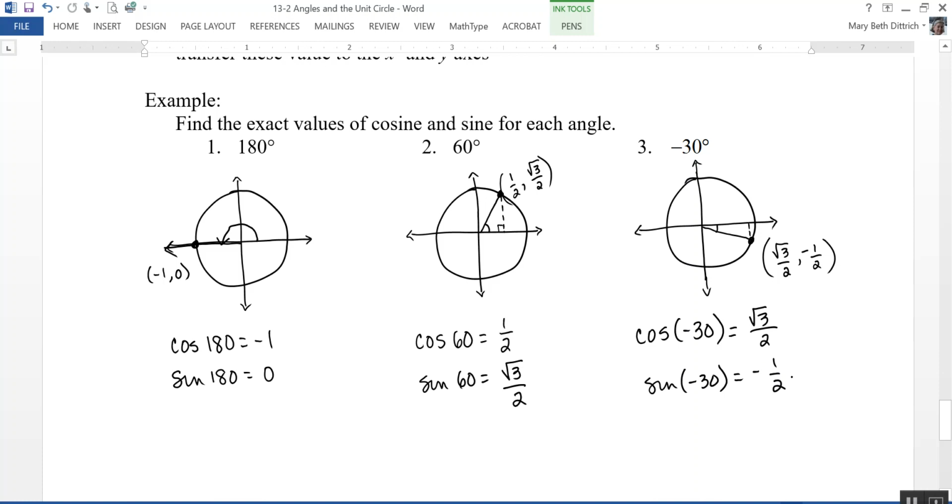So in this section, we took a look at angles in the unit circle, how to draw an angle centered at the origin with its initial and terminal sides, how to tell what the measure of that angle is, and then how to find the sine and cosine of an angle when it's drawn within the unit circle.